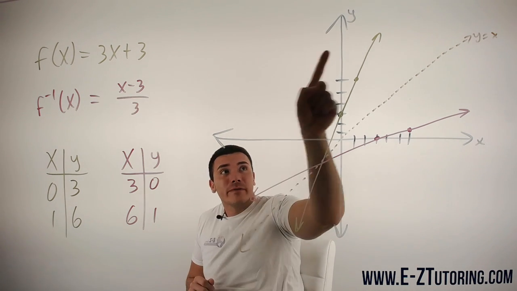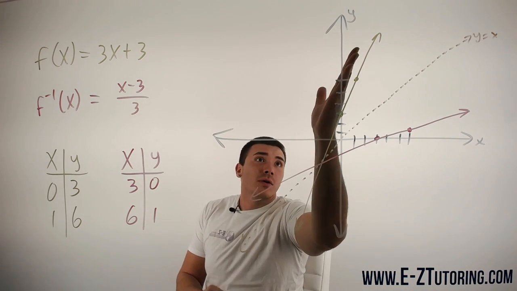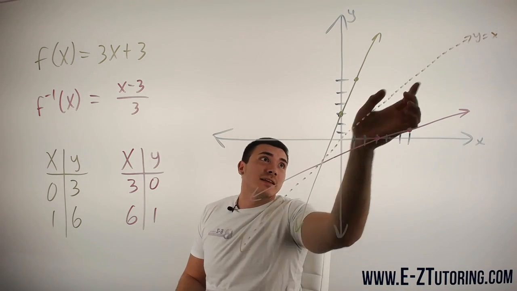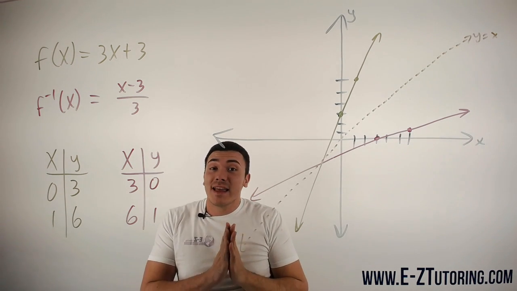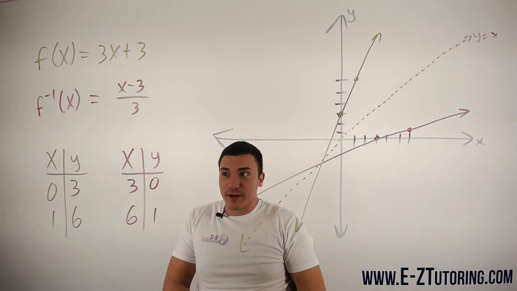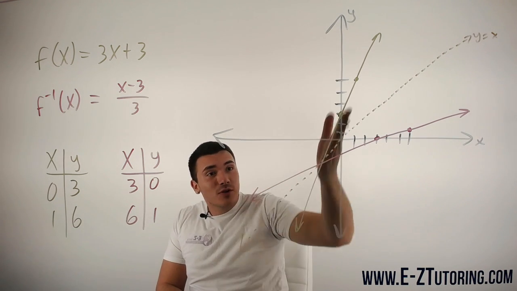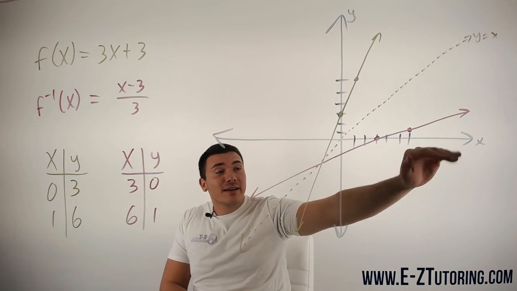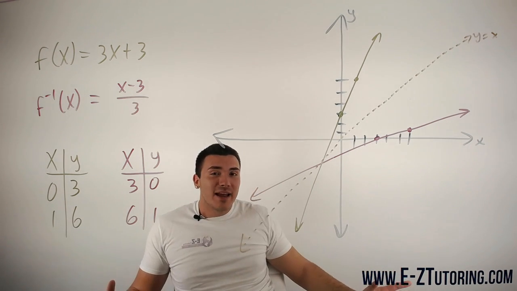So this is our f of x function, and this is our f inverse of x. All that happened is this line reflected across y equals x, and that is our inverse. So that is how you graph inverse functions, and that is also how inverses work. You flip your xy to yx, and you also just reflect your graph across the line y equals x. So that is the whole idea behind inverses.